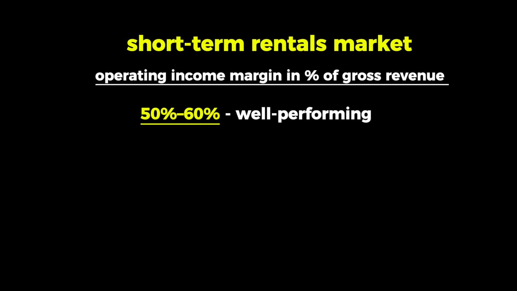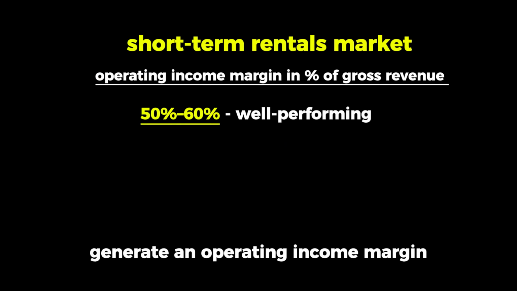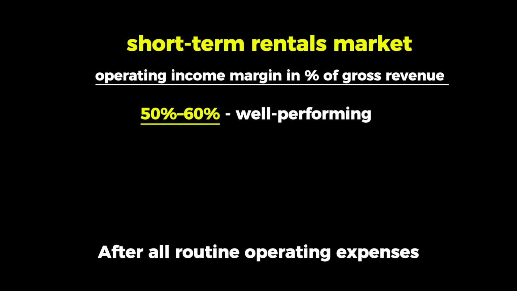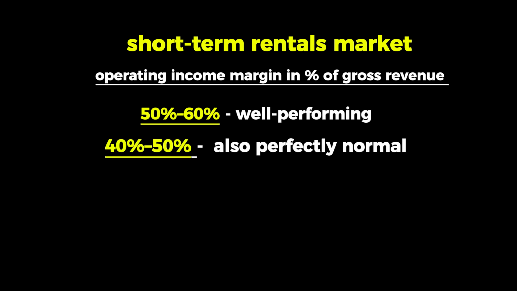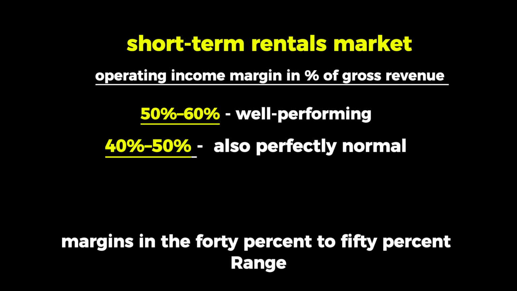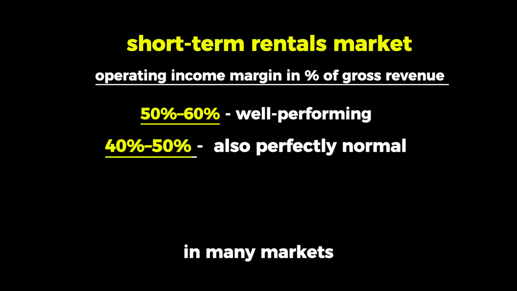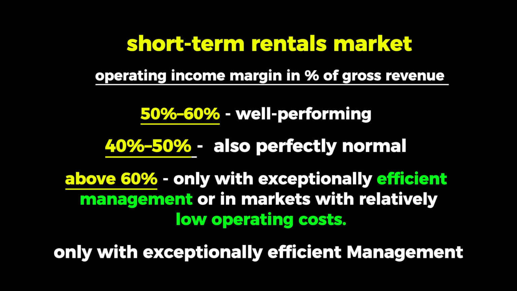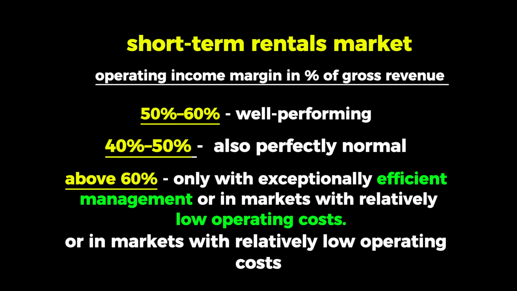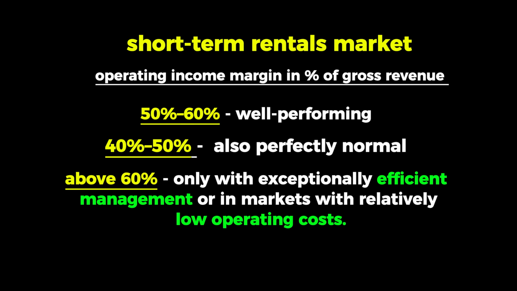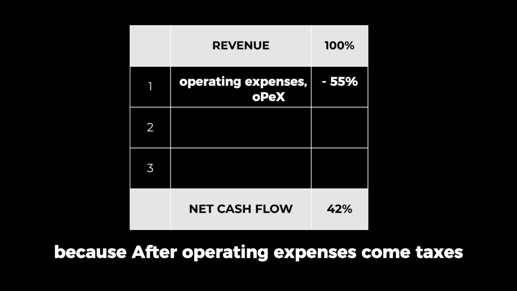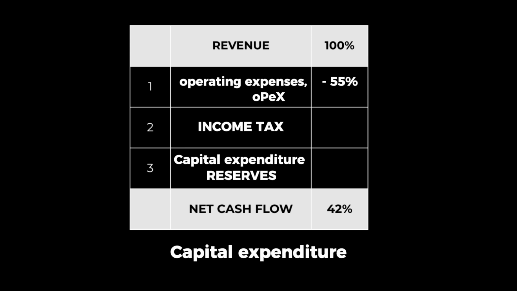Based on my experience, many well-performing short-term rentals generate an operating income margin of roughly 50% to 60% of gross revenue after all routine operating expenses. Margins in the 40% to 50% range are also perfectly normal in many markets. Results above 60% are usually seen only with exceptionally efficient management, or in markets with relatively low operating costs. And this is only the first layer of the financial model. Because after operating expenses come taxes, capital expenditure reserves, and for many investors, mortgage payments.